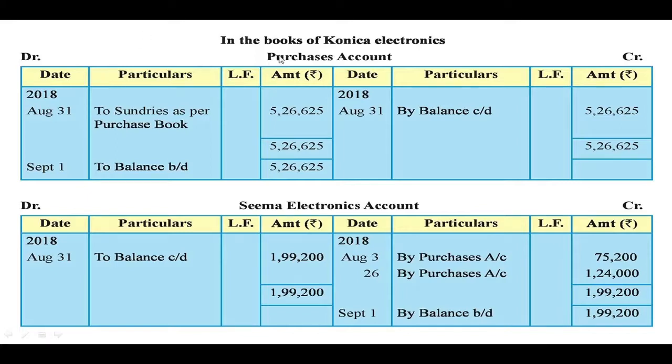So while preparing the ledger account, you have to always see whether the account is debited. The ledger account is debited. So here purchase account is debited and the opposite account is the supplier's account, which is credited. So the entry is recorded on the debit side. So here they have written to sundries as per the purchase book. Instead of writing the names of all the suppliers, they have directly written the total. So the total of the purchase book is written here.